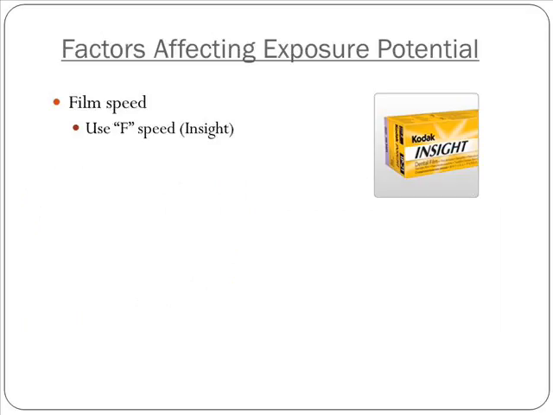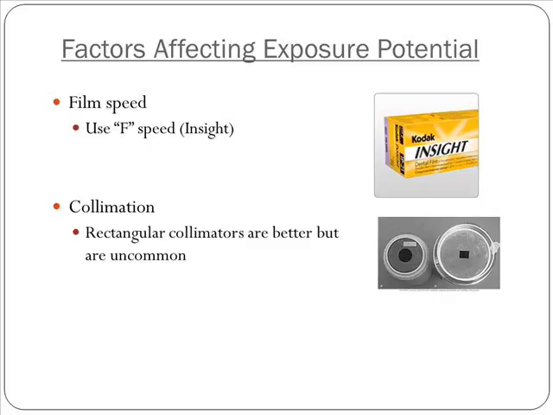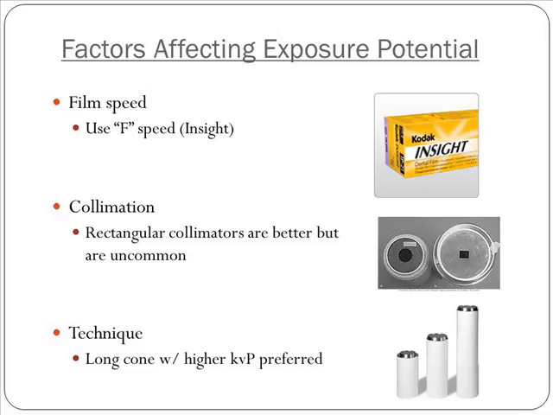So what are some factors affecting exposure potential in dentistry? Well, one is the fact that we use F-speed film, which you know all about now. The faster the speed film, the less radiation exposure needs to happen, the less time exposure that we need. So we turn down the exposure time the faster the film is. Collimation. Rectangular collimators are better, but again, uncommon as we've talked about before. Long cone versus short cone. A long cone with higher kVps is preferred, and that produces less divergent X-rays.